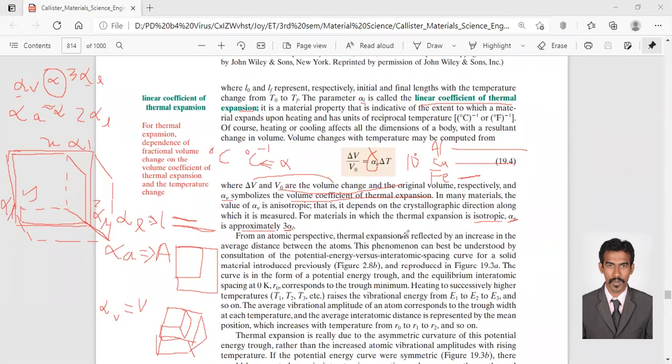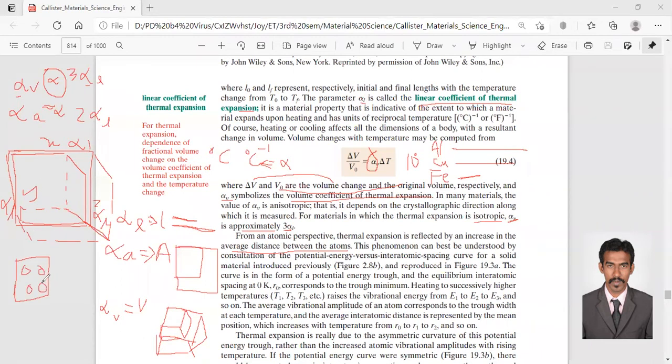From the atomic perspective, thermal expansion is reflected by an increase in the average distance between the atoms. When you provide energy, they won't stand in one place. They will keep running here, there, and everywhere. Due to this, the distance between the atoms would increase. This is how thermal expansion happens from the atomic perspective.